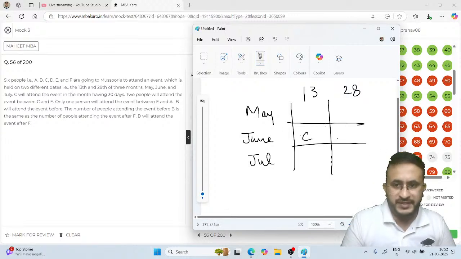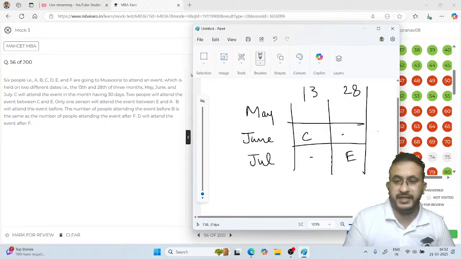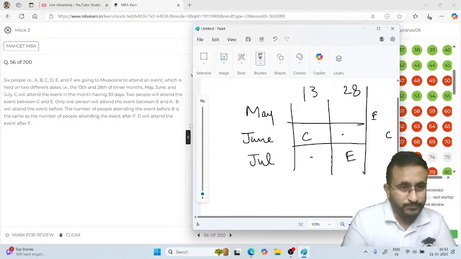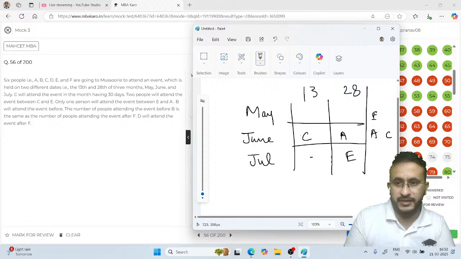So if we put C here, 1, 2, then we will have E. Or we can have another possibility like C and E like this. Only one person between E and A. So in this case, it will be here. In this case, it will be here. B will attend the.